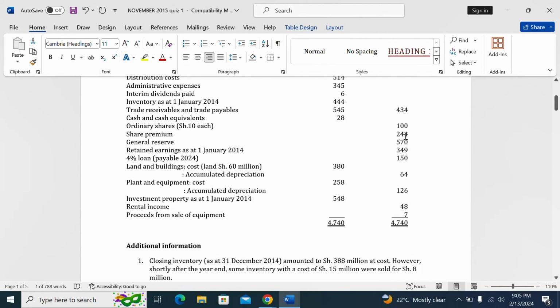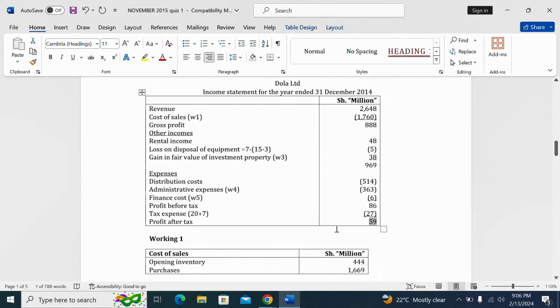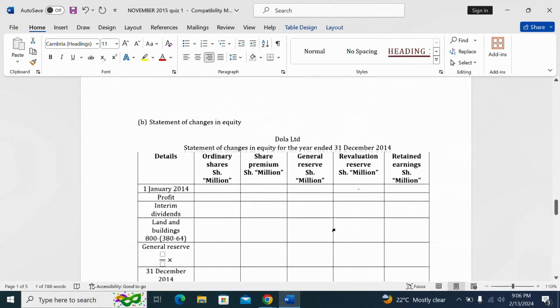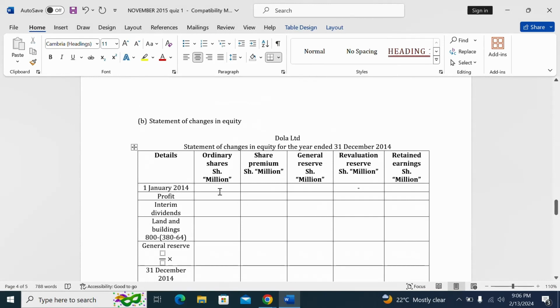The share premium is 244. General reserve is 570. And the retained earnings is 349. Ordinary share we have seen that was 100. Share premium 244. General reserve 570 million. And the retained earnings 349. There were no revaluation reserve at the beginning of the year.